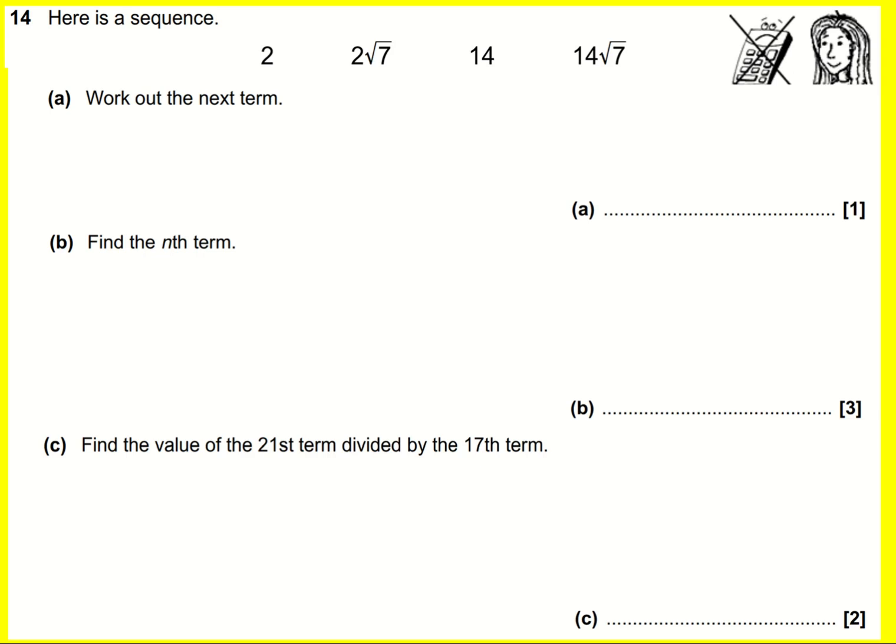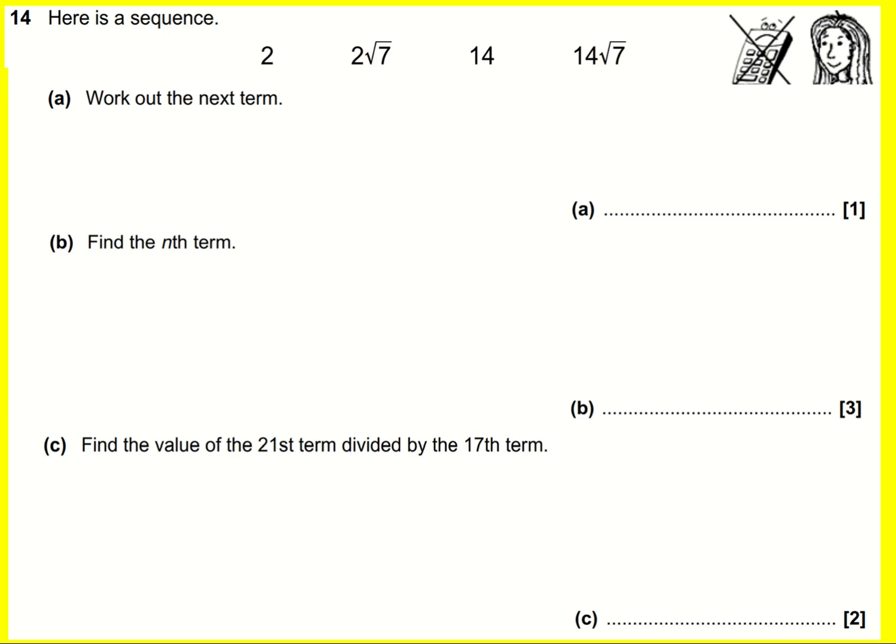We've got a sequence here, and it wants us to work out the next term. Now, this is a non-calculator question, and this sequence looks horrendous. The first thing I notice is that it's not getting big fast. So I'm not adding a term on every time. That's basically what I'm trying to say.